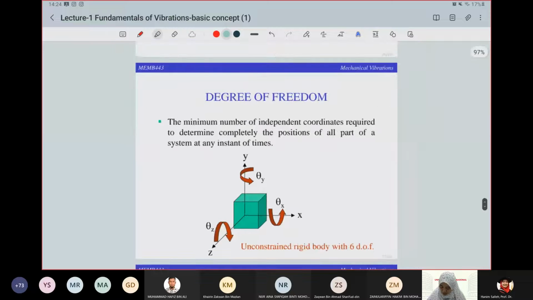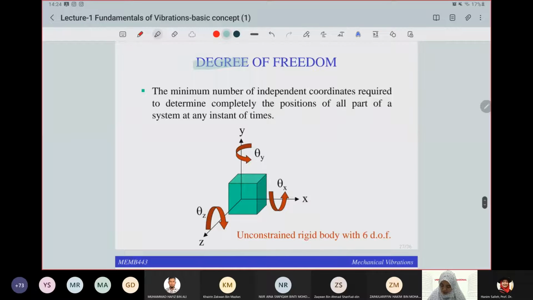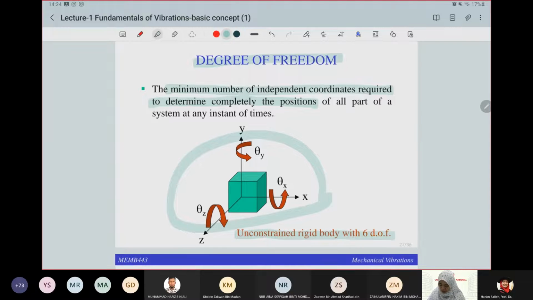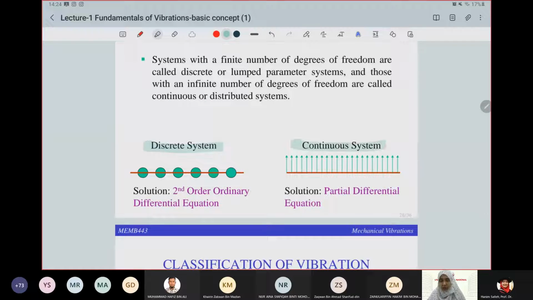Okay, a bit of definition. Degree of freedom is basically the minimum number of independent coordinates required to determine completely the positions of all parts. For example, an unconstrained rigid body has 6 degrees of freedom. So the definition of discrete and continuous, we've talked about that. Single degree, 2 degree, dots are examples of discrete systems. The way you solve it, the equations are different for a discrete system.